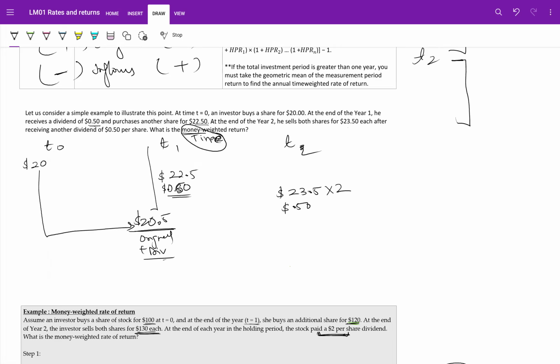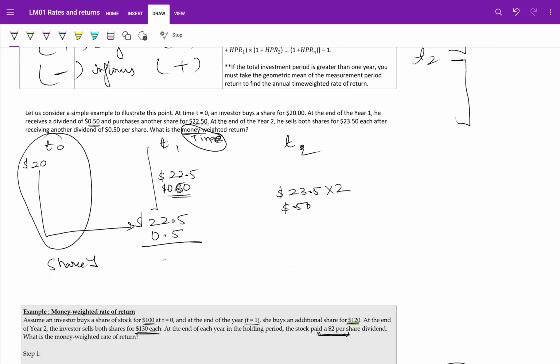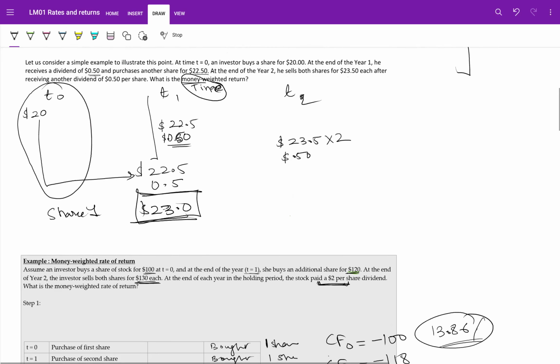But okay, by mistake, this $20 is now $22.5 because of capital appreciation, and now there is 0.50 cents added to it. So share one is now worth $23, 22.5 plus 0.5. This is the value of share one at time one, because the dividend is received at the end of time one. So we are going to add it here.